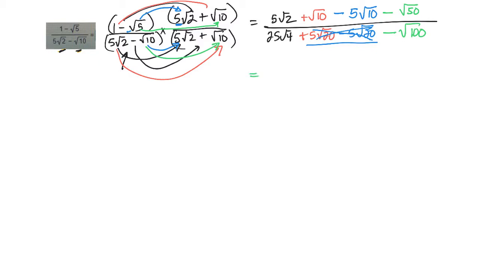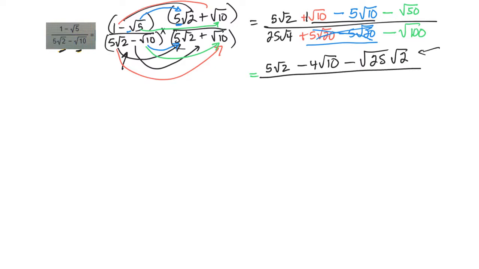So, I have 5 root 2, can't simplify that. Oh, these two can go together because they're both root 10s. So 1 root 10 minus 5 root 10 would be a minus 4 root 10. Minus root 50. Now root 50, I could simplify that too, I think, because that's the same thing as 25 times 2. Let me rewrite this another way. So it's the same thing as root 25 times root 2. Okay, so there's more to be done there, but let's do the bottom.